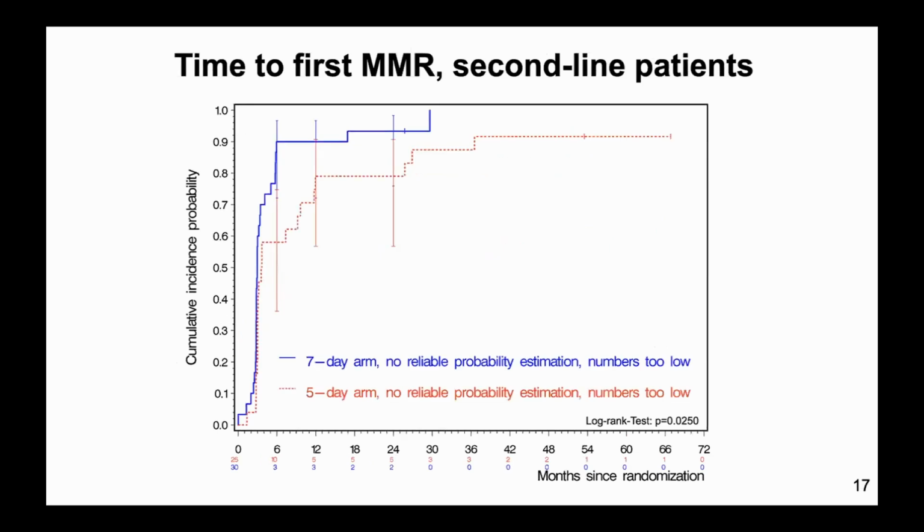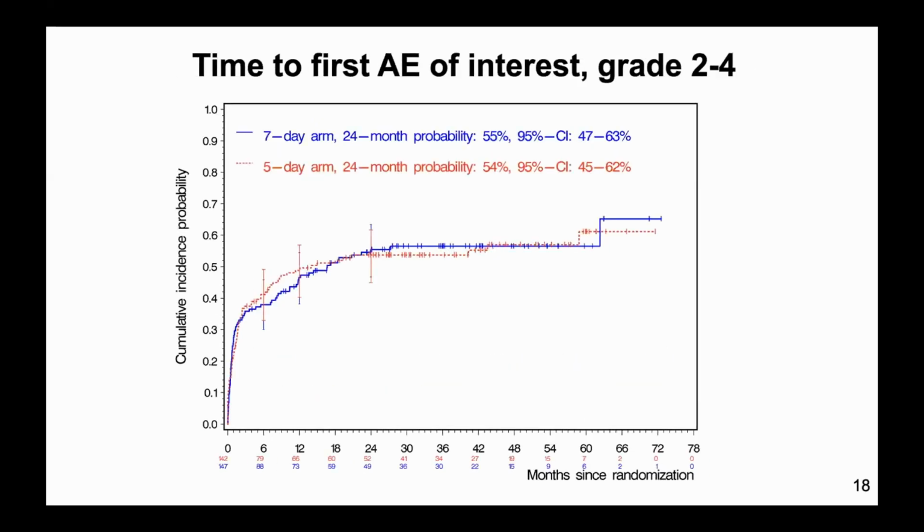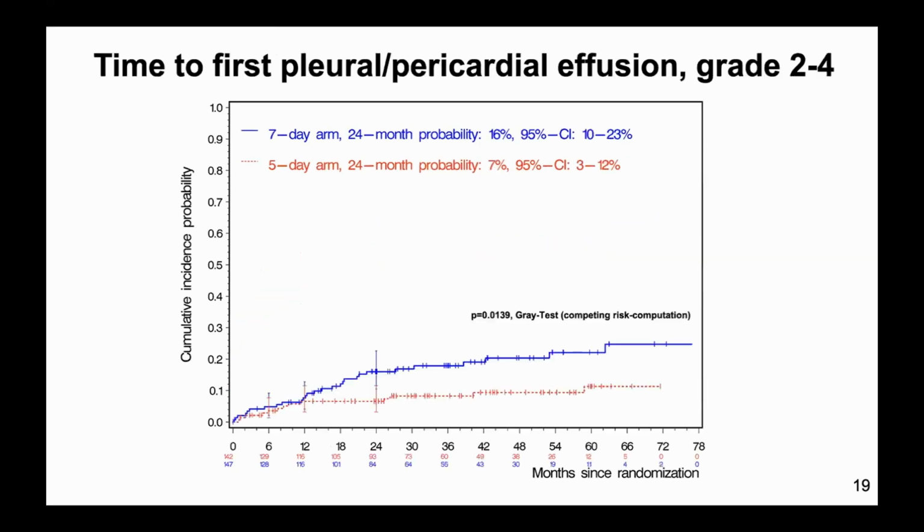parameters. The picture is not here. This is not the first line. The third line is identical, but this is the first AE of interest. When we look at all adverse events, they are similar.